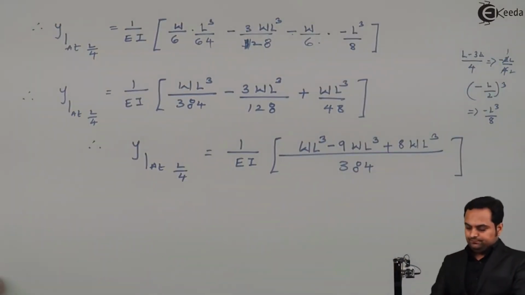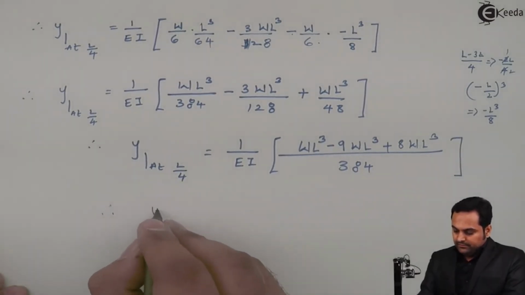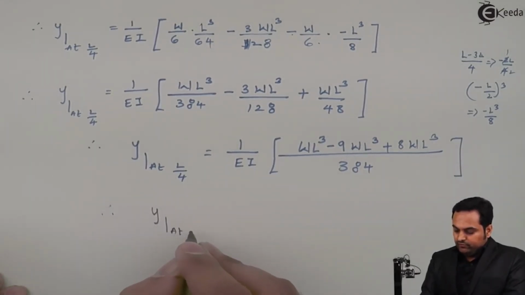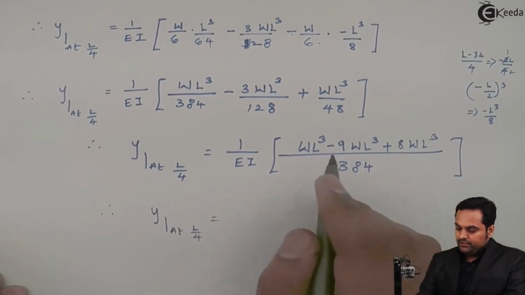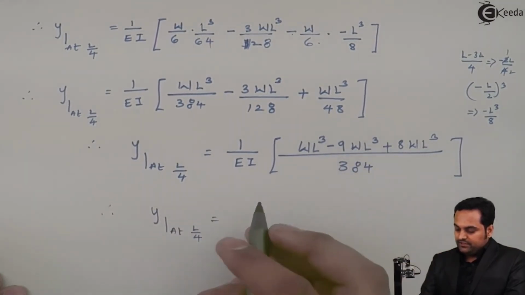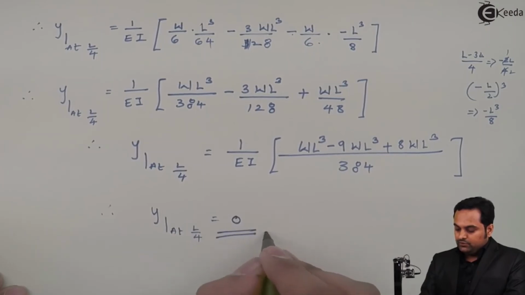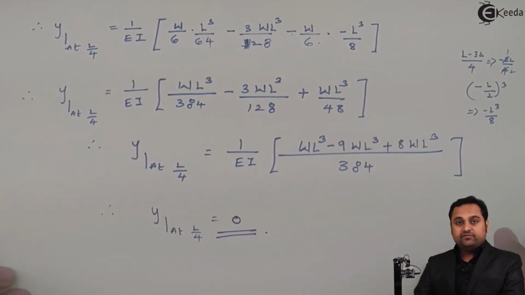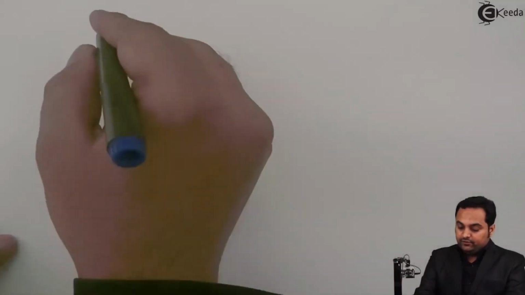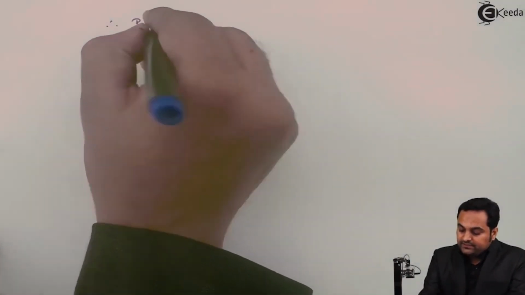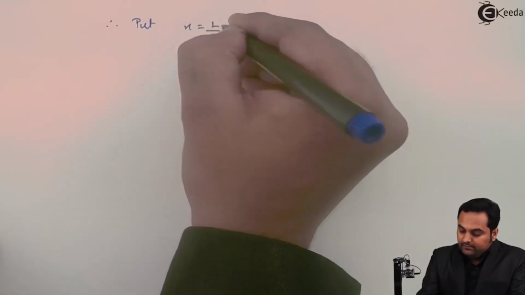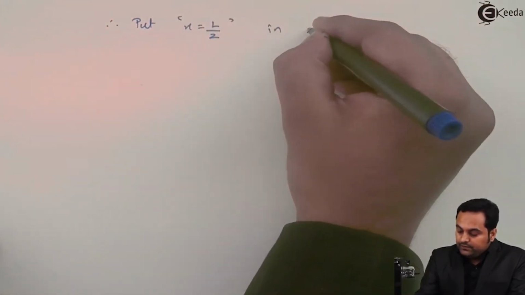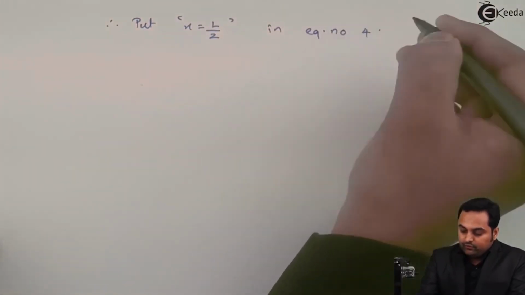So now, here I am getting y at L by 4 distance. That comes out to be, if I simplify this term, 0. So it means here I am not getting the maximum deflection. So for that, I'll have to keep another value, and that is at L by 2 distance. So I'll say that, therefore, put x is equal to L by 2 in equation number 4.